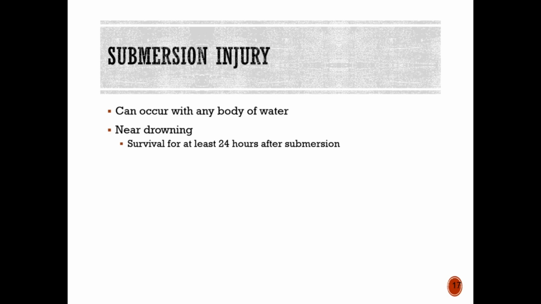And then submersion injuries. Another cause of unintentional injury in children includes submersion injuries. Submersion injuries is used to encompass immersion in a form of liquid that has caused death or drowning and near drowning, which is survival at least 24 hours after the submersion incident. So this is a major cause of accidental death in children. This most often occurs in children ages 1 to 4 years old.